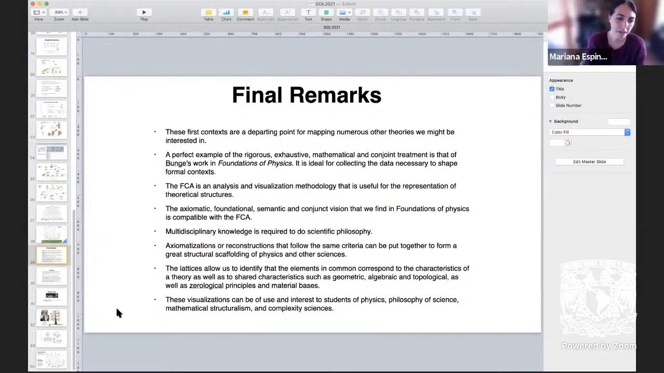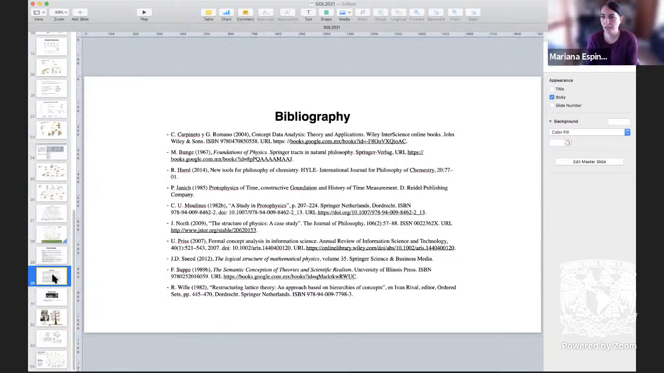And finally, these visualizations can be of use and interest for students of physics, philosophers of science, mathematical structuralism, and complexity sciences. So I leave you here some bibliography that I can copy to you in the chat if you're interested in. And yes, open for any questions.